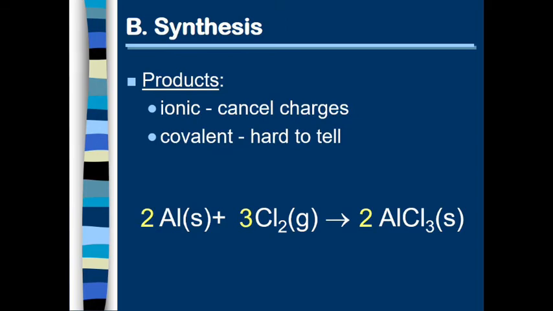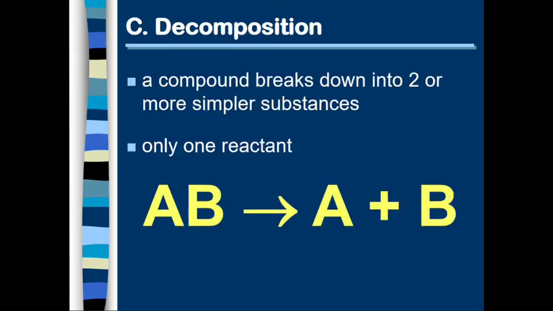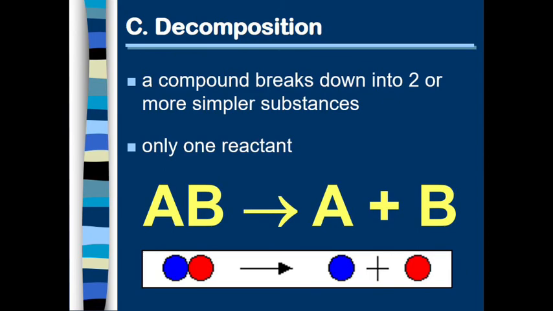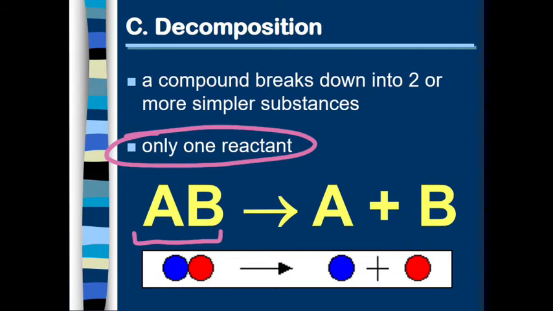Heading on over to reaction type number 3, it is decomposition. So with decomposition, the key to this one is there is only one reactant. And that one reactant, which is generic here, AB, will break down into 2 or more products. So one reactant breaks down into 2 or more products.